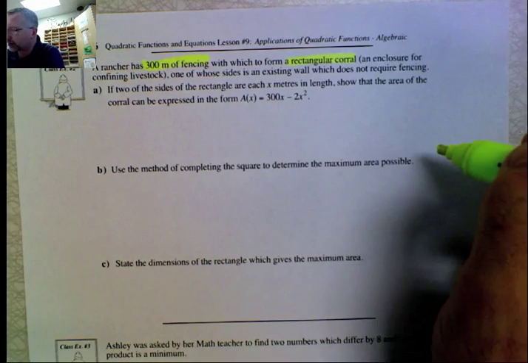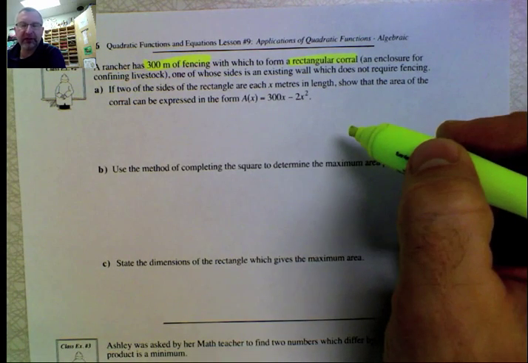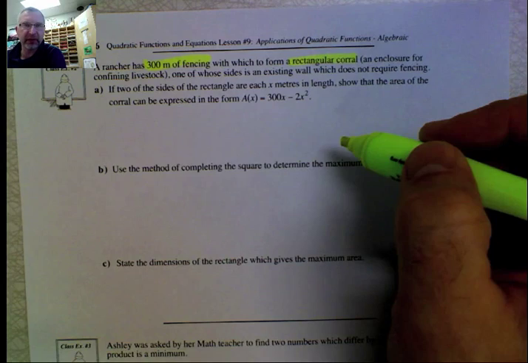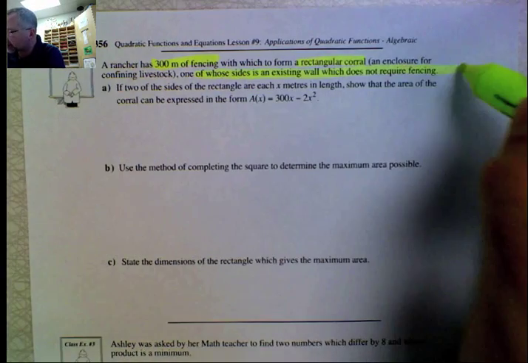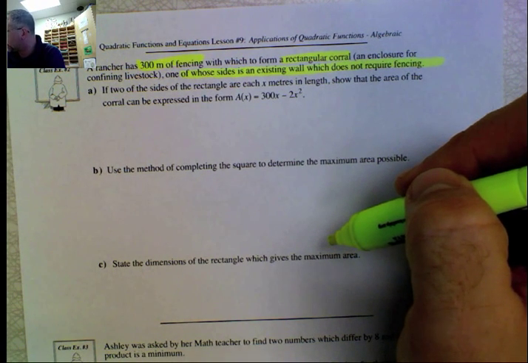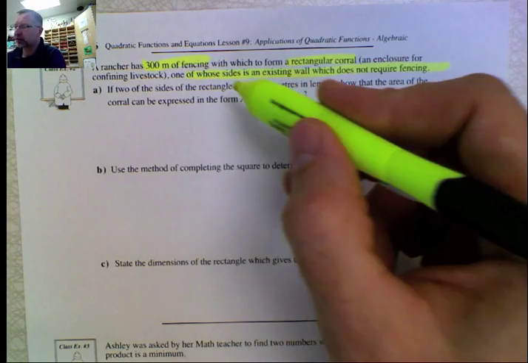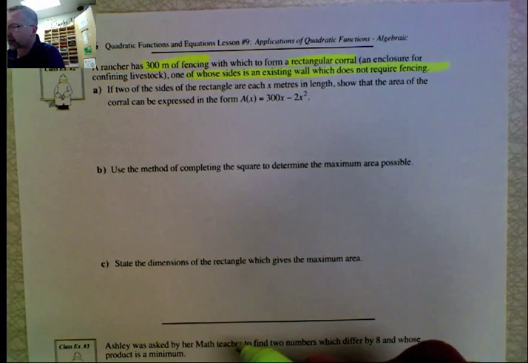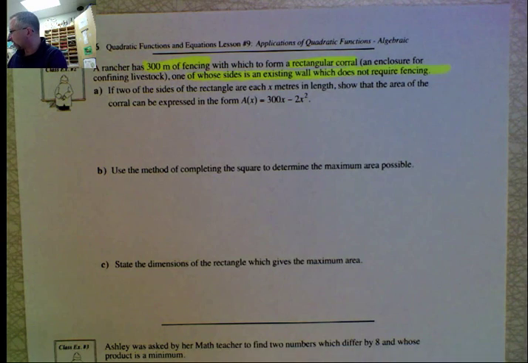So the first problem says that a rancher has 300 meters of fencing material and he's going to make a rectangular corral to hold his livestock, cows, pigs, sheep, goats, whatever he has. It says one of the sides is an existing wall and does not require any fencing. It says if two sides of the length are each x meters, show the area of the corral expressed in the following form.